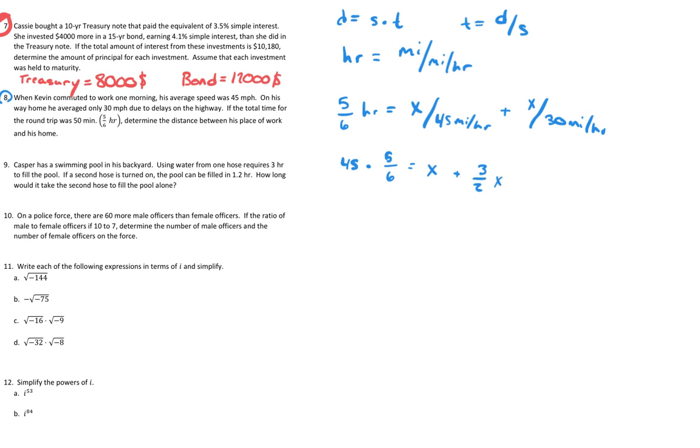So we have 45 times 5 is 225, and then we can divide it by 6 to get 75/2 equals 5/2 X. So from here, we can multiply by 2 on both sides, and we get 75 equals 5X. And then we can divide by 5, and we get that X equals 15 miles. So the distance between his place of work and his home was 15 miles.